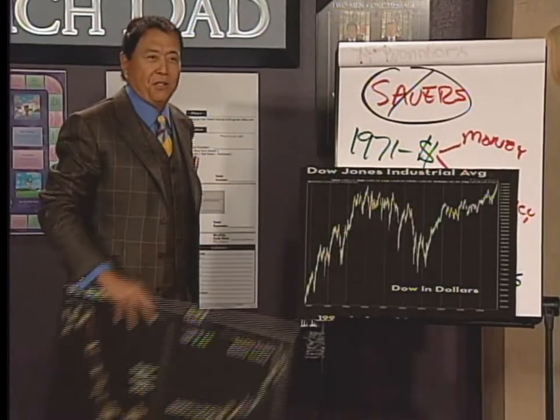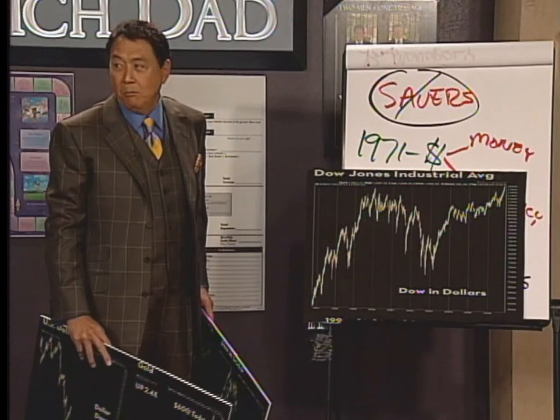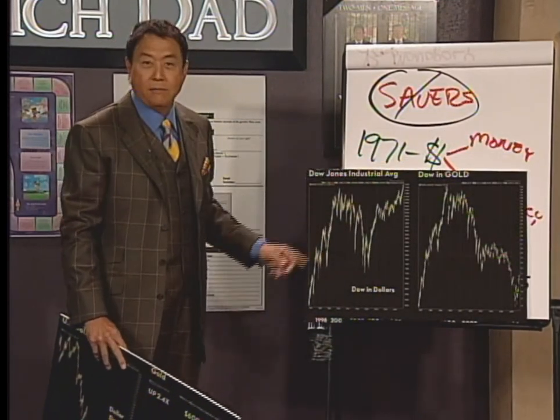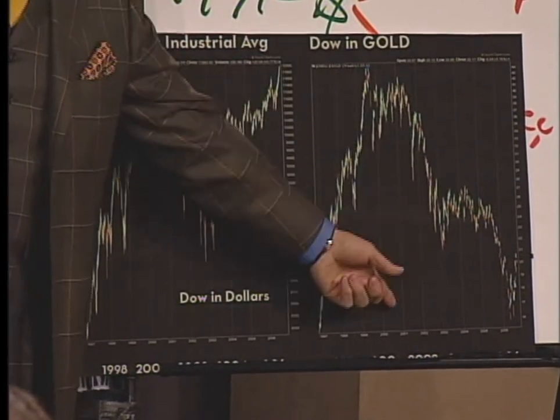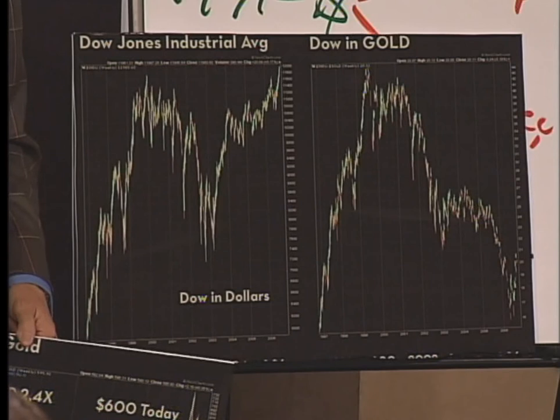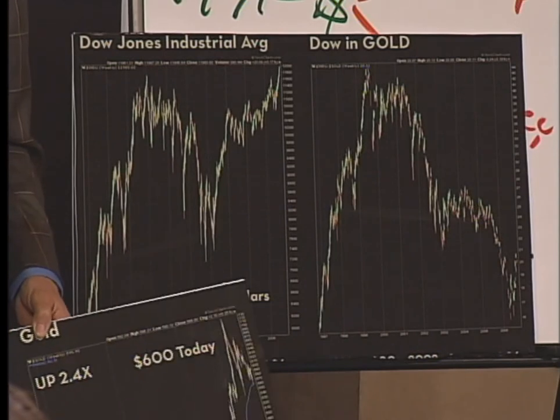So the stockbrokers right now are all getting excited saying, look at the Dow, it's all new highs, all new highs. But when measured in dollars, it looks high. But when measured in gold, it's crashing. Does that make sense, you guys here? So that's the biggest difference, and that's why savers are losers.